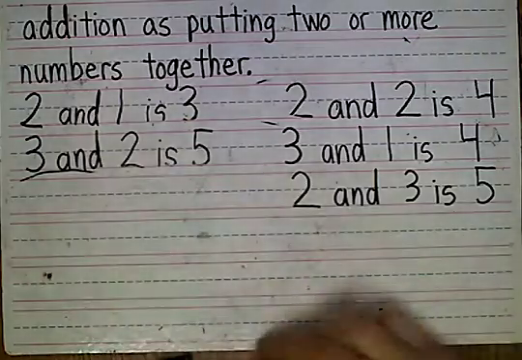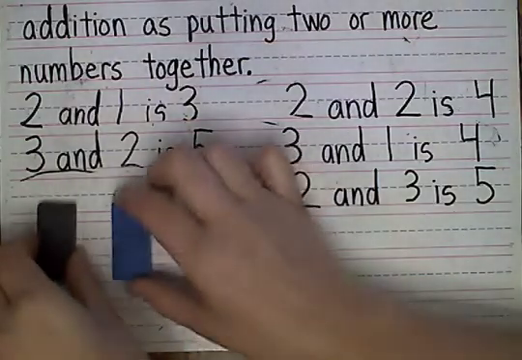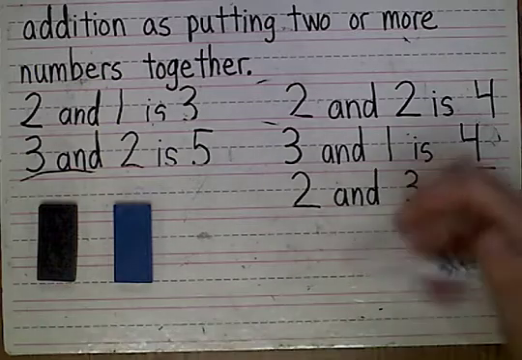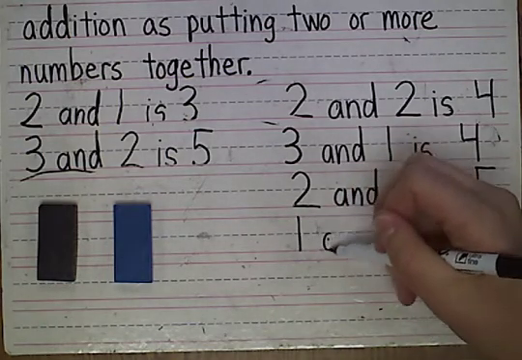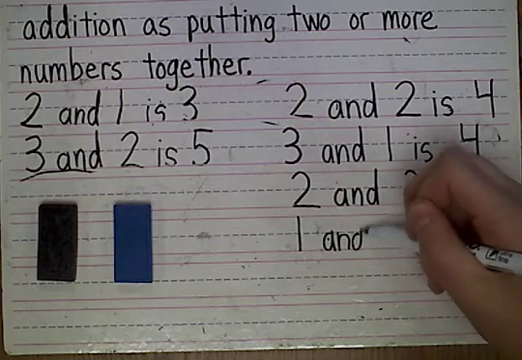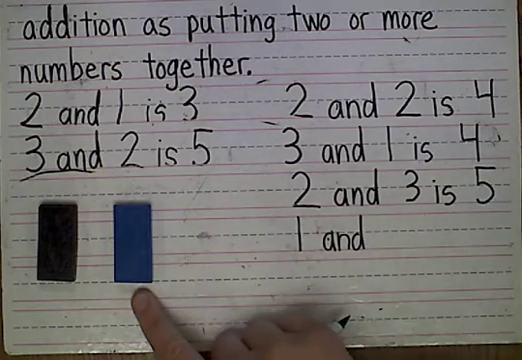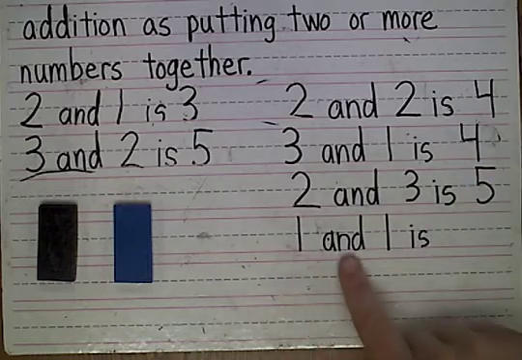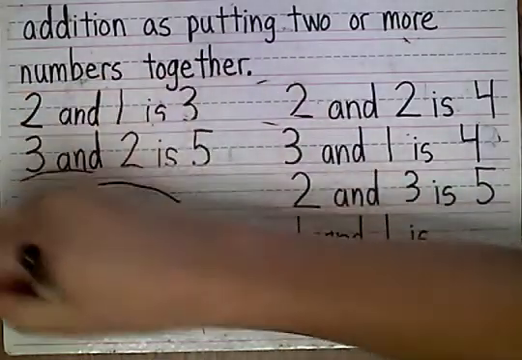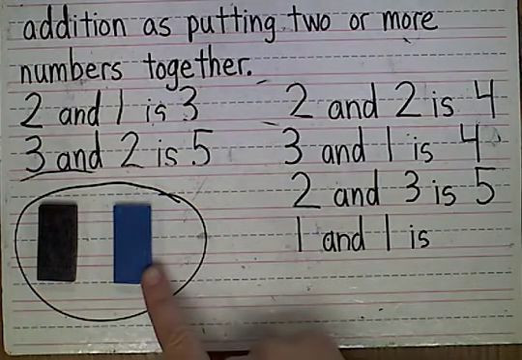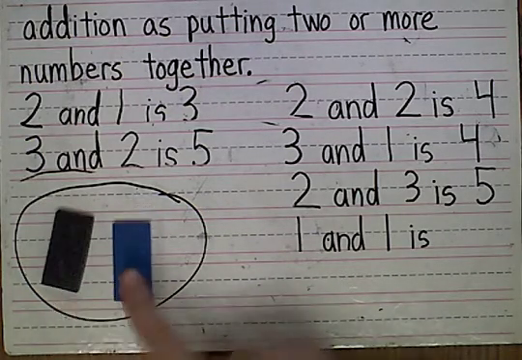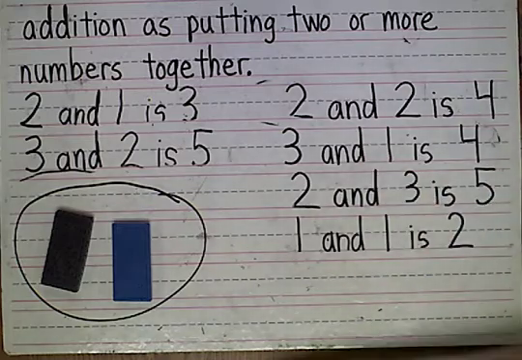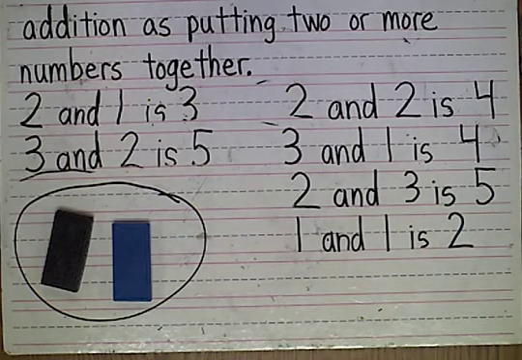Got most of it. Let's do this one. How many black cubes do I have? 1. 1 and, A-N-D, and how many blue do I have? 1. Is, I-S, 1 and 1 is, 1 and 1 is, let's count, 1, 2. The sum is 2. That's the total. Nice job.